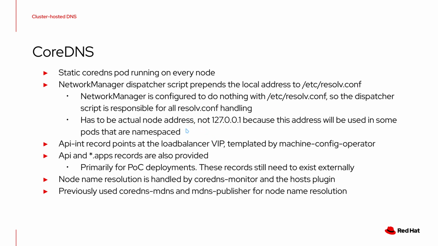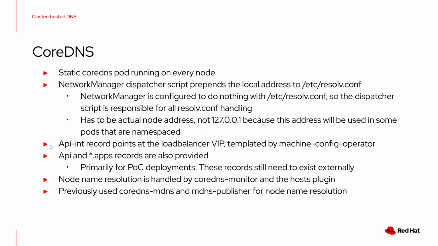And also, we do prepend the actual node address, not just localhost. The reason we have to do that is that the resolve.conf from the host sometimes ends up in pods that are namespaced, and as a result, they don't have access to the actual localhost. So if they try to just talk to our DNS server on localhost, they won't get to it, whereas if they use the actual node IP, then the traffic flows correctly. So there's a little bit of logic in the dispatcher script to handle that, and that's why that's there.